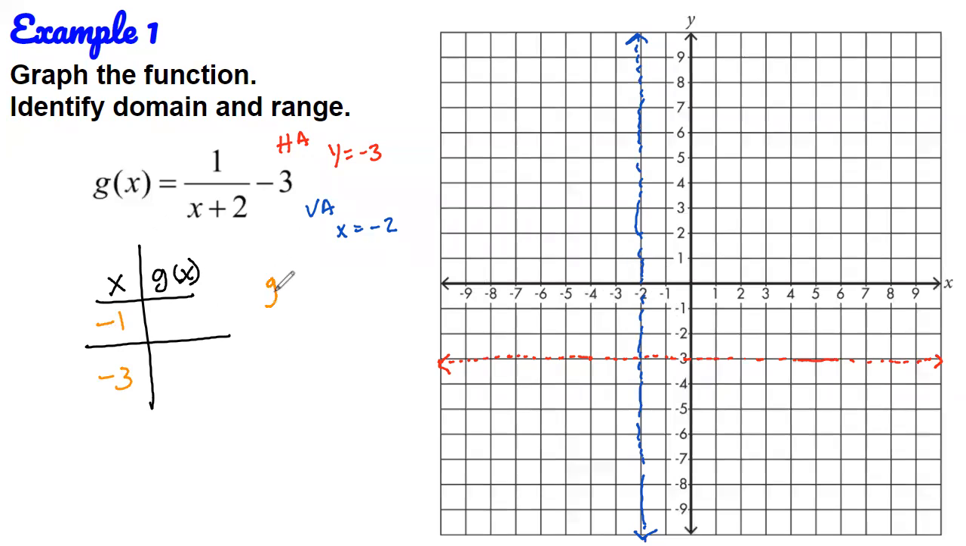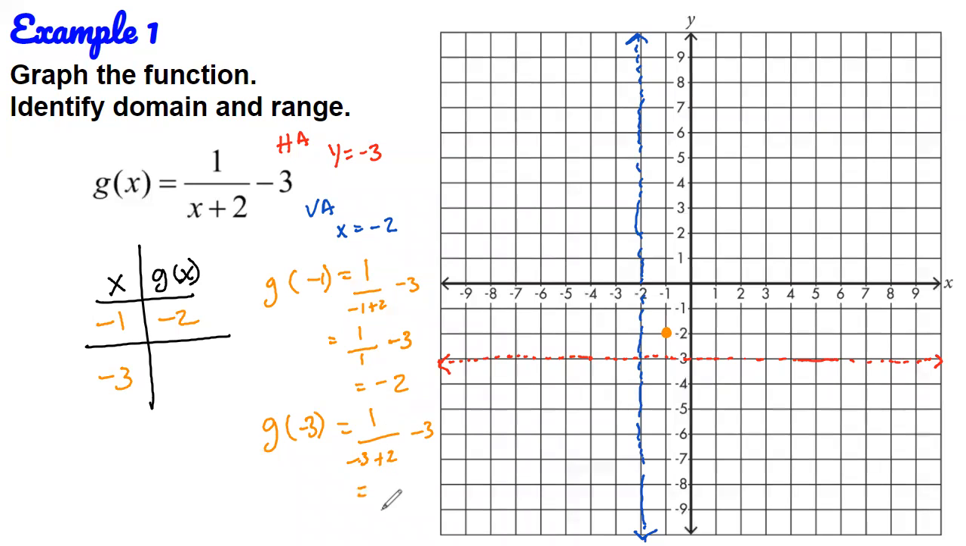So let's see, we have g of -1 equals 1 over -1 plus 2, minus 3. I have -1 plus 2, beautiful, +1. So it's 1 over 1 minus 3. -2. So this is going to give me -2. So -1, -2 right here. Now I'm going to do the same for g of -3 equals 1 over -3 plus 2, minus 3. -3 plus 2.